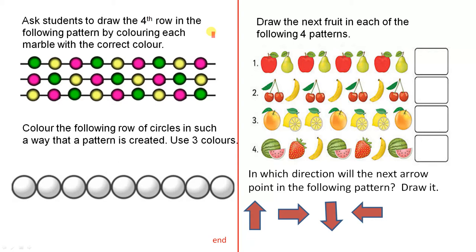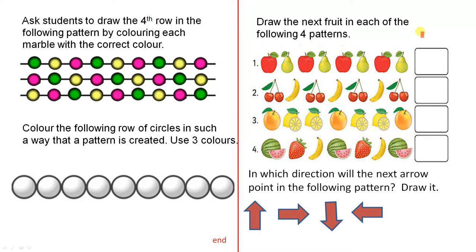Ask students to draw the fourth row in the following pattern by colouring each marble with the correct colour. So they draw a row here, they'd put all the circles in, and then they'd colour them the appropriate colour to fit in with the pattern. Colour the following row of circles in such a way that a pattern is created. Use three colours. So we can give them a little bit of flexibility here to see if they can actually work out how to create a pattern themselves using colours.